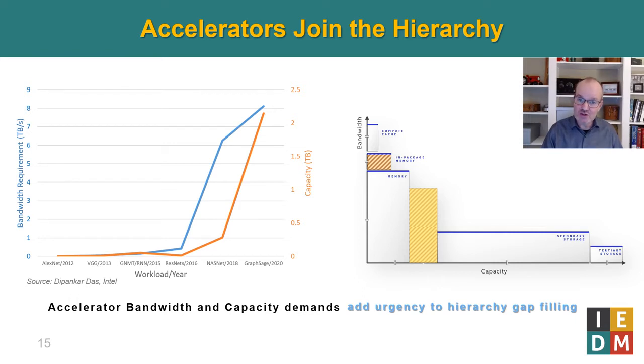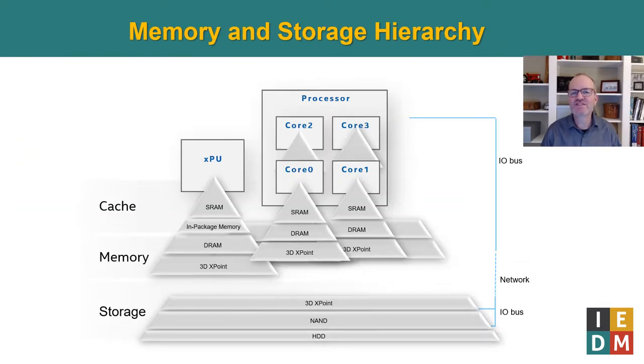I think these new accelerators add to the urgency for that higher capacity memory layer, and that's one that persistent memory really fills well, and we'll talk about that. Let's take a little bit different view of the memory and storage hierarchy. We'll go back to that multi-core processor that we talked about. You see it here. We'll also add that XPU, that accelerator that I was talking about on the last slide.